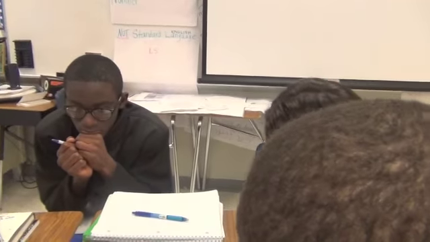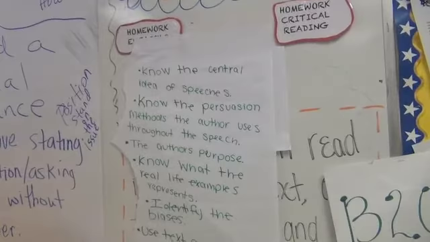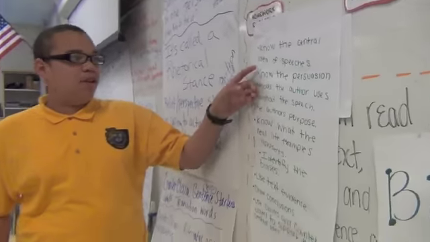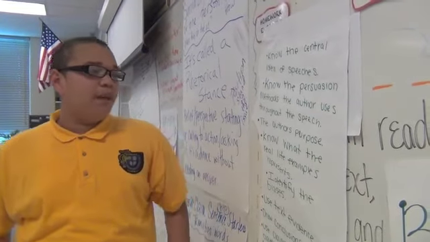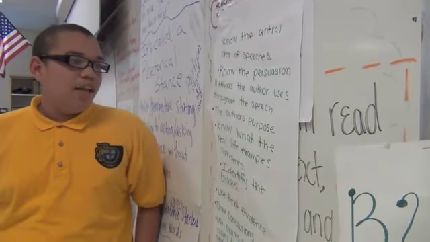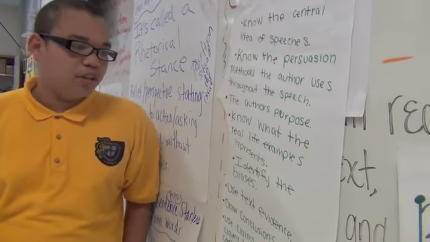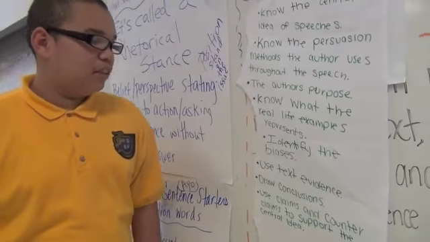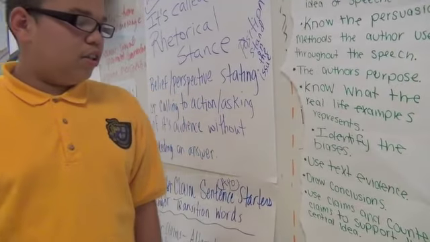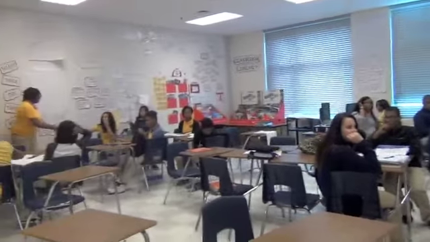Text evidence. Oh yeah, use text evidence. In order to complete the writing assignment, students should be able to know the central idea of speeches. They need to know the persuasion methods the author uses throughout the speech, the author's purpose, and what the real life examples represent. They need to know how to identify the biases, use text evidence, draw conclusions, and use claims and counterclaims to support their central idea.